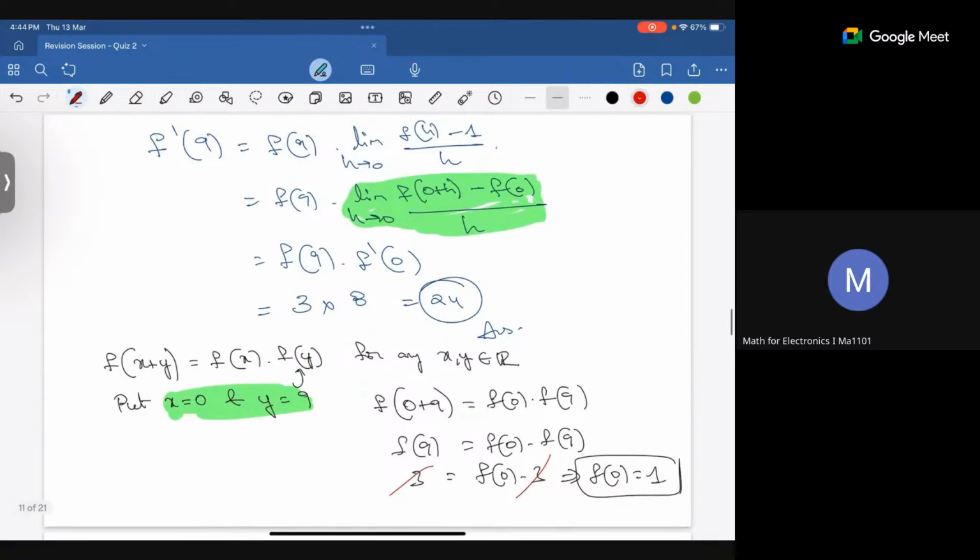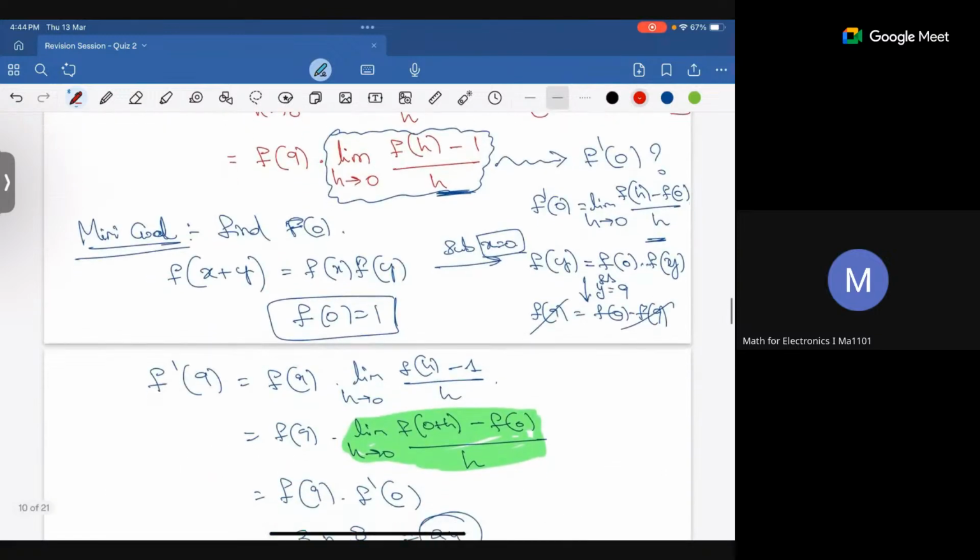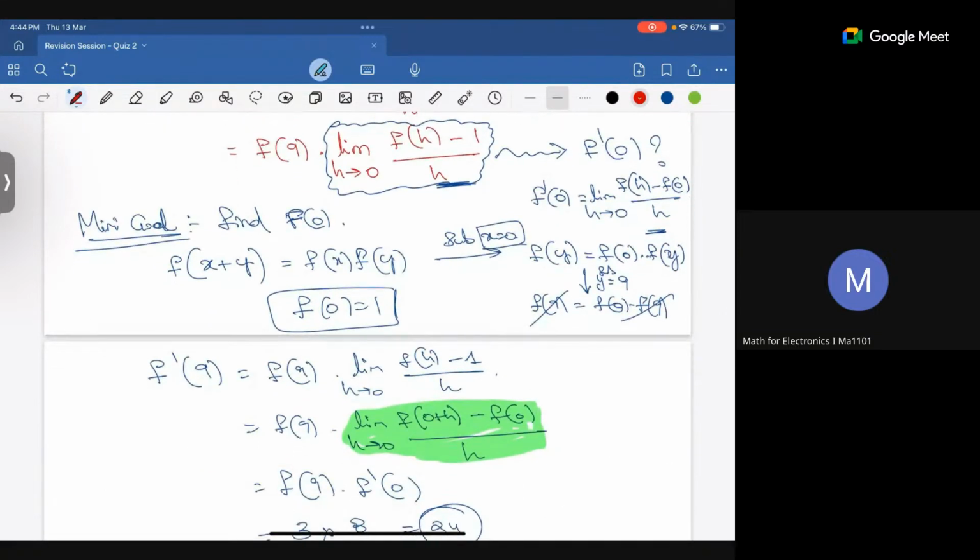Okay, I hope this is okay then. So instead of 1, I wrote f of 0, and that is exactly f prime of 0's definition. It will just become f prime of 0.